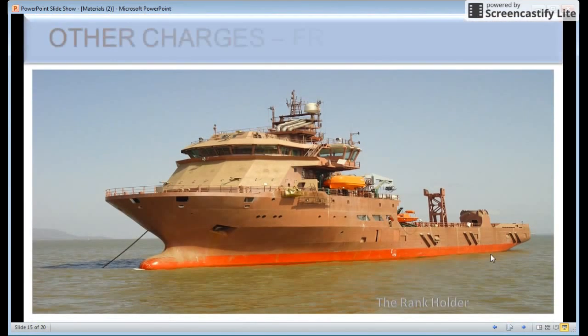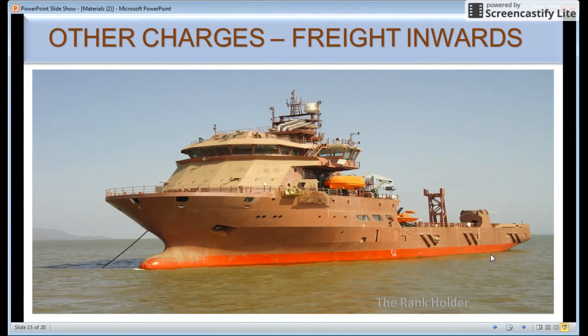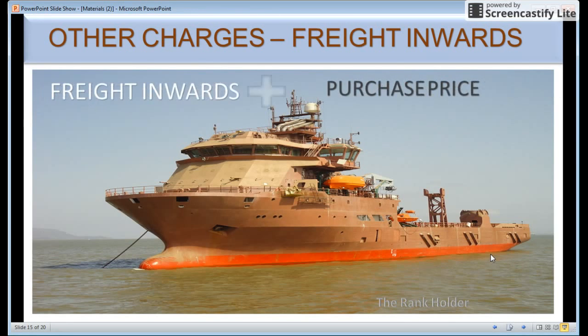Next, we shall talk about freight inwards. It refers to the transportation cost associated with the purchase of goods. It is an absolutely necessary cost which is incurred to bring the goods to the buyer's place. Hence, freight inwards is added to the purchase price.